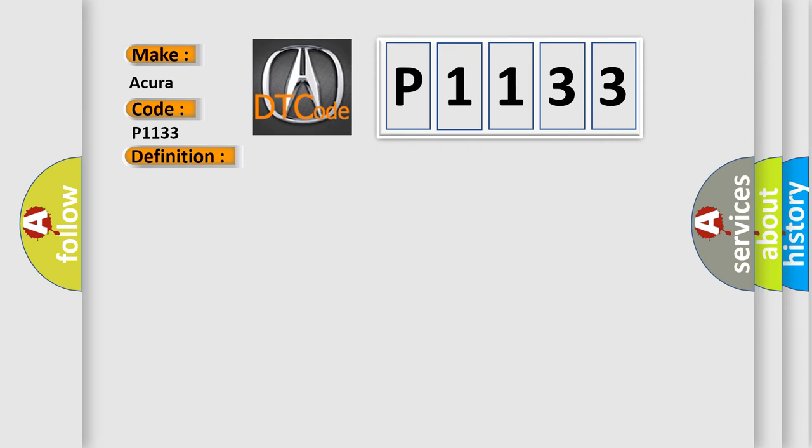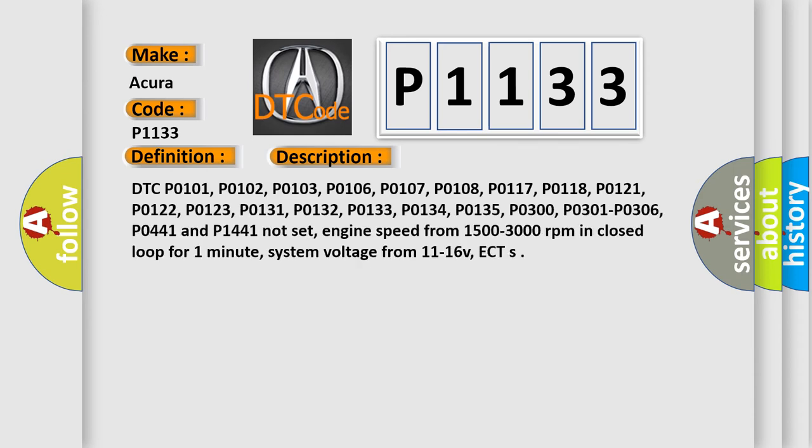And now this is a short description of this DTC code. DTC P0101, P0102, P0103, P0106, P0107, P0108, P0117, P0118, P0121, P0122, P0123, P0131, P0132, P0133, P0134, P0135, P0300, P0301, P0306, P0441 and P1441 not set, engine speed from 1,500 to 3,000 revolutions per minute in closed loop for 1 minute, system voltage from 11 to 16 volts.